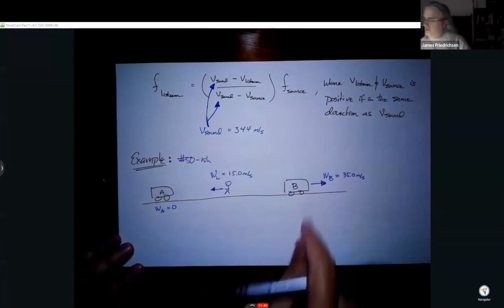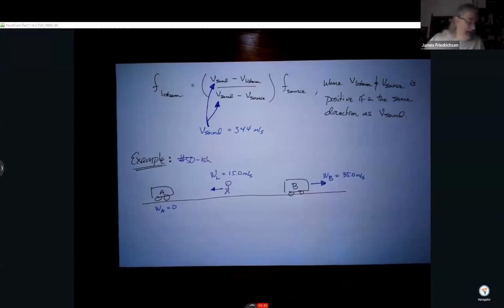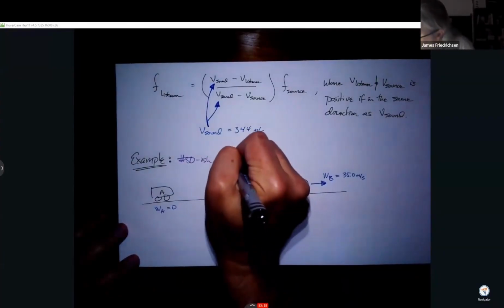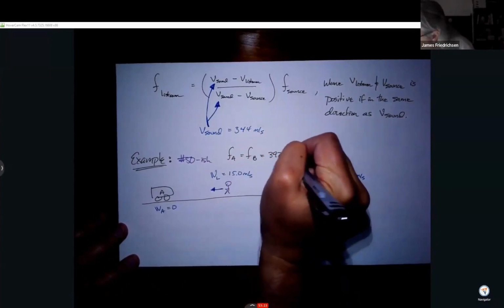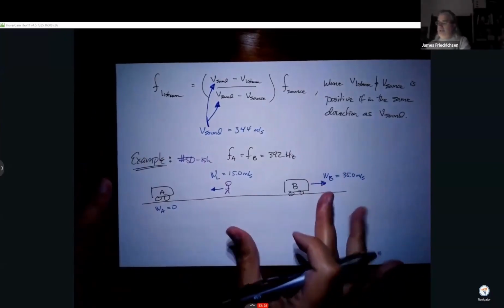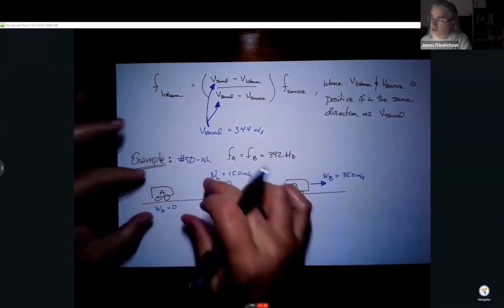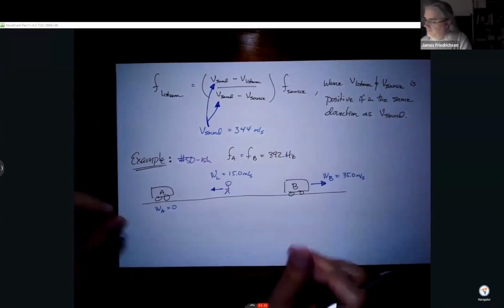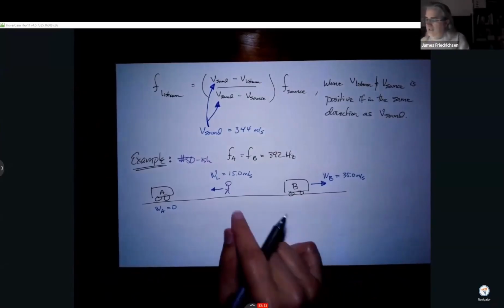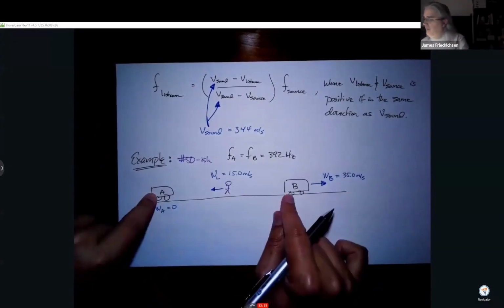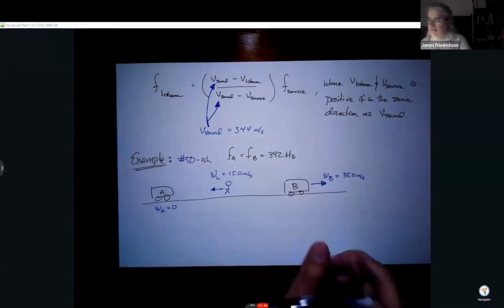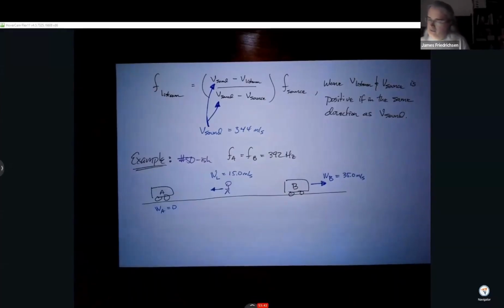And so each of the trains have the same frequency. And so the frequency is 392 hertz. And so the frequency of A is the frequency of B is 392 hertz. So this is what you hear if the trains and you are both stationary. Okay. And so then the question is, the listener, what frequency do they hear from train A, and what frequency do they hear from train B, and then what's the beat frequency between the two?